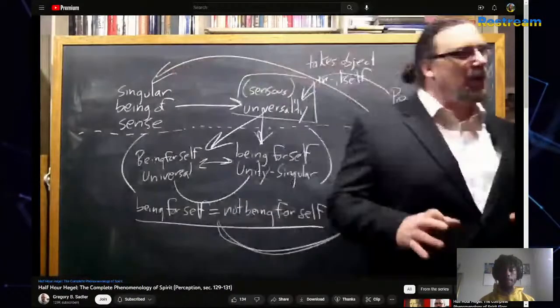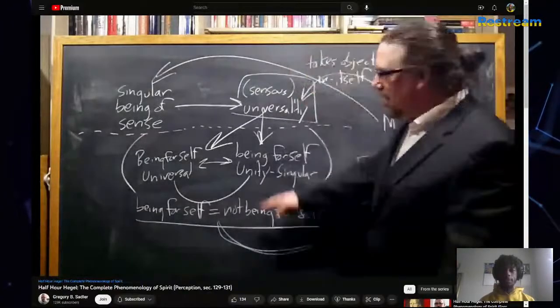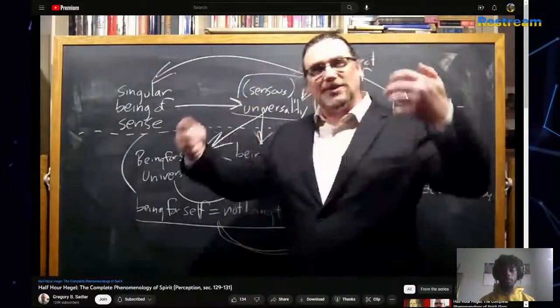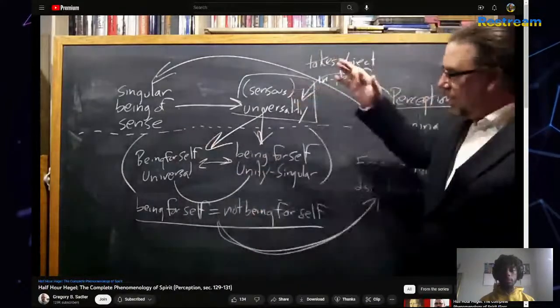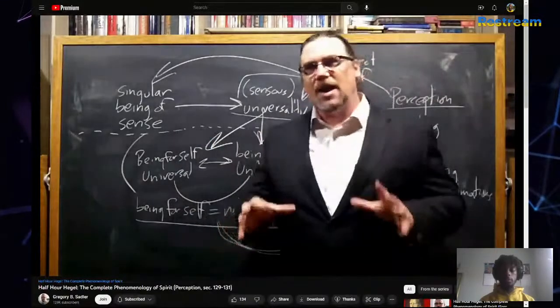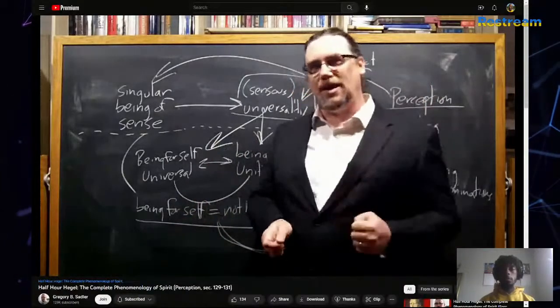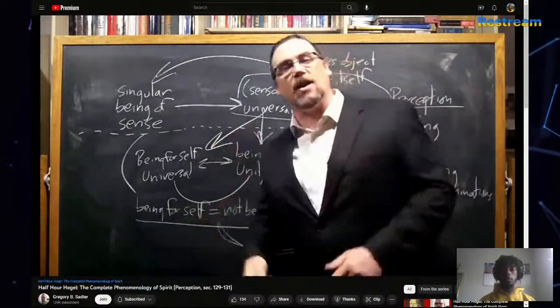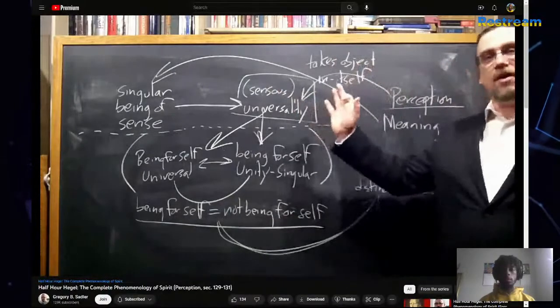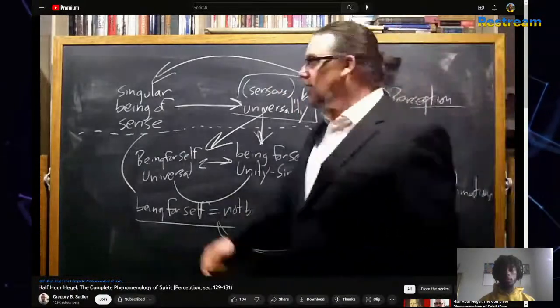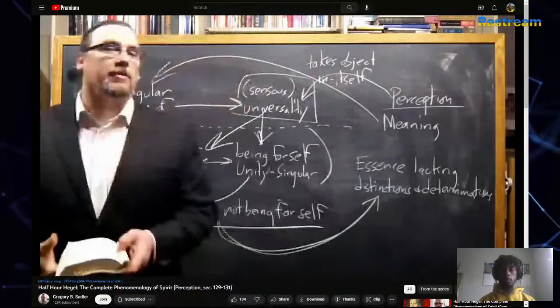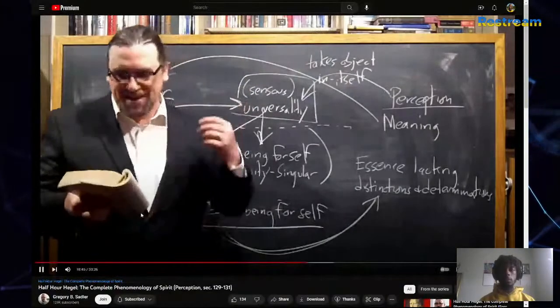I know that sounds rather tricky, so I'm going to say it one more time so you can wrap your head around it. Being for self, the relation to itself that makes it the kind of object that it is, is at the same time a not being for itself, not what it is. The relation itself to self is not what can constitute the thing as being this perfect, finished, sensuous universality that was supposed to represent the singular being of sense. Hopefully that makes sense.